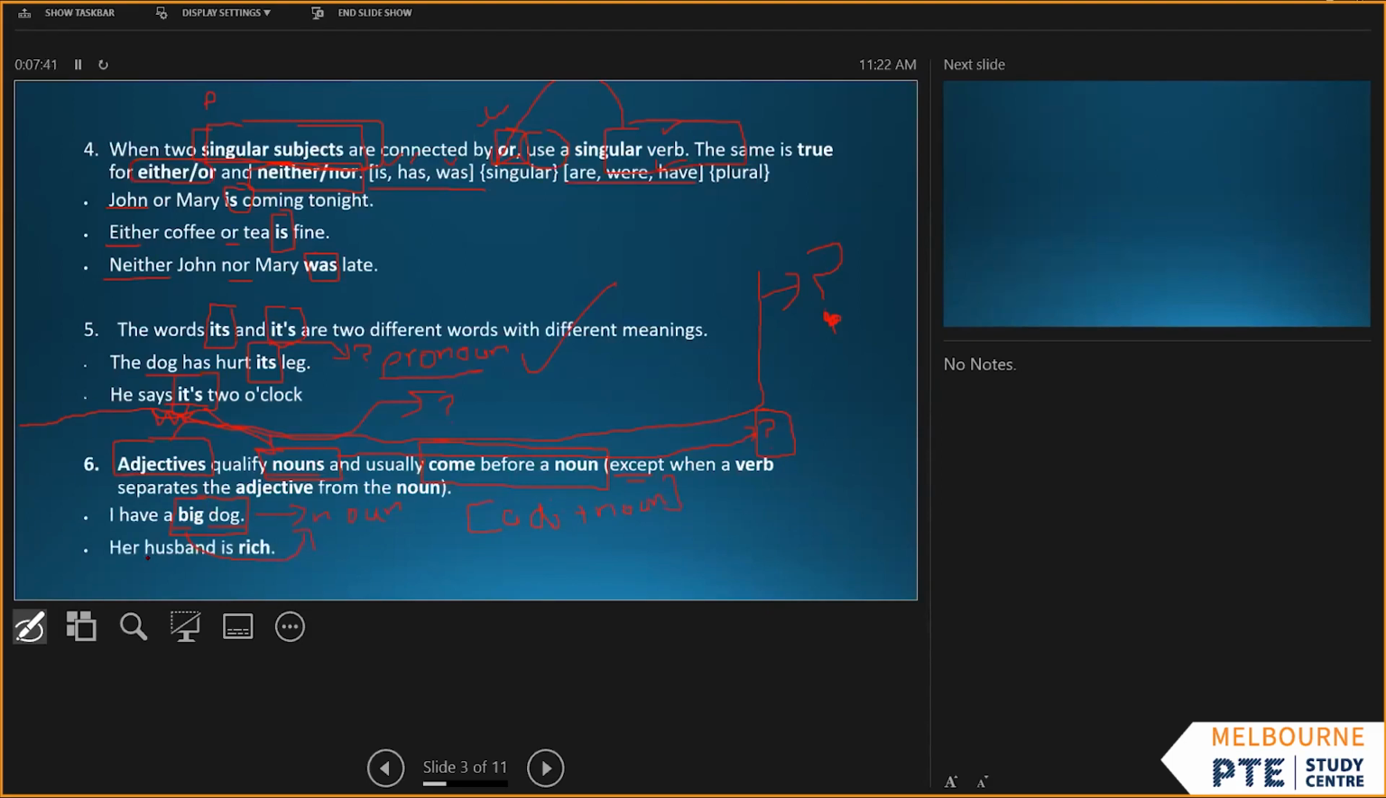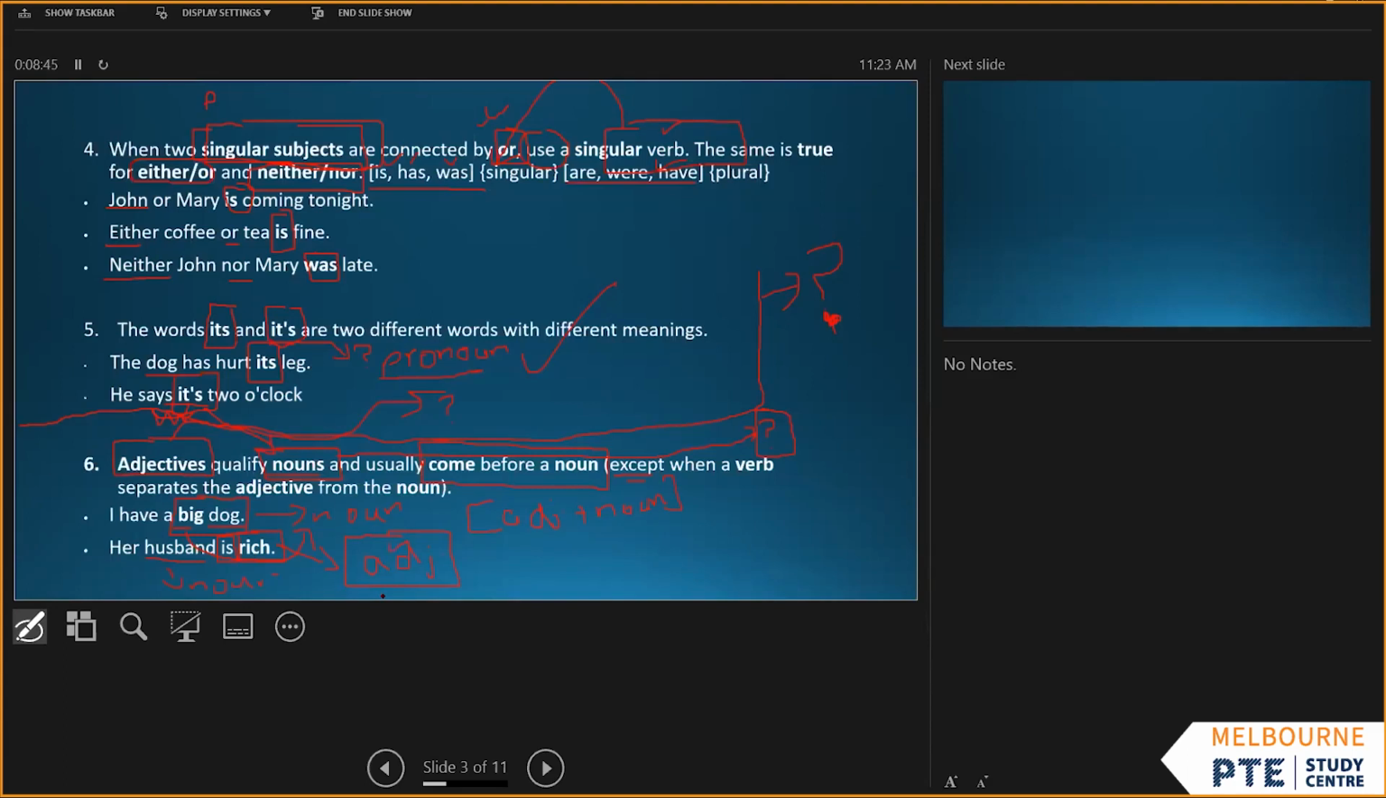Now, the next one. What does this say? Her husband is rich. Now, what is the noun over here? Husband. Good. And what is the adjective? Rich. Good. But if you see, are they coming together now? No. Rather, the adjective actually is the last word of your sentence. Why is that? Because they got separated by a verb in here, which is "is". As I told you guys earlier, is, has, was, are, were, have, they are also categories of verb known as auxiliary verbs. I will give you a bit more explanation of it later on, but for the time being, remember, they are also a type of verb. So that is why rich, my adjective, was the last word of my sentence.